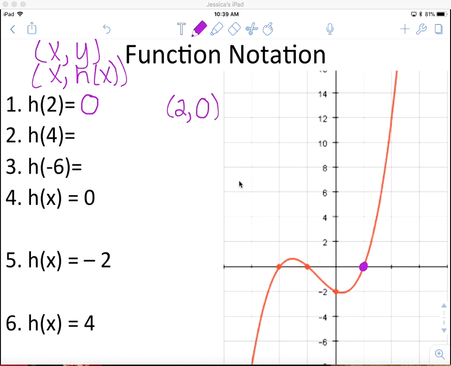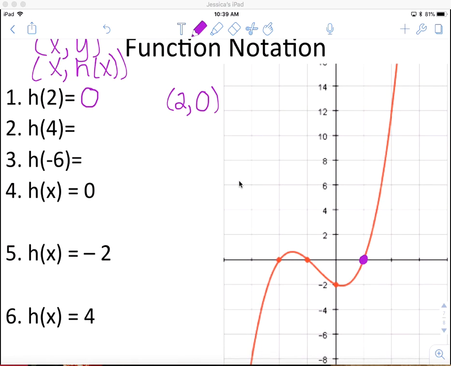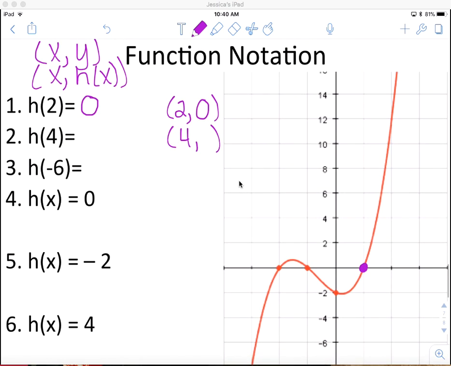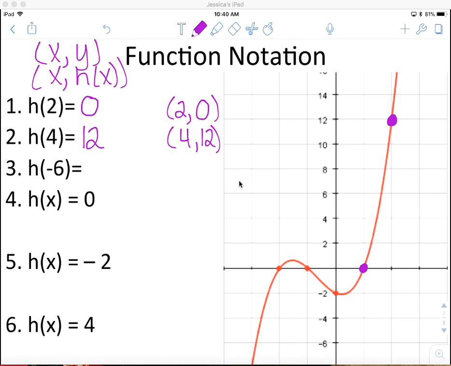It says h of 4. So I'm going to go where x is 4. I've been given the input. Remember, this graph, if you look at it, is going by 2's. So when x is 4, which is right here, I can look on my curve and see that I'm way up here at positive 12. I have the point (4, 12) on my graph. So when x is 4, when my input is 4, my output is 12.